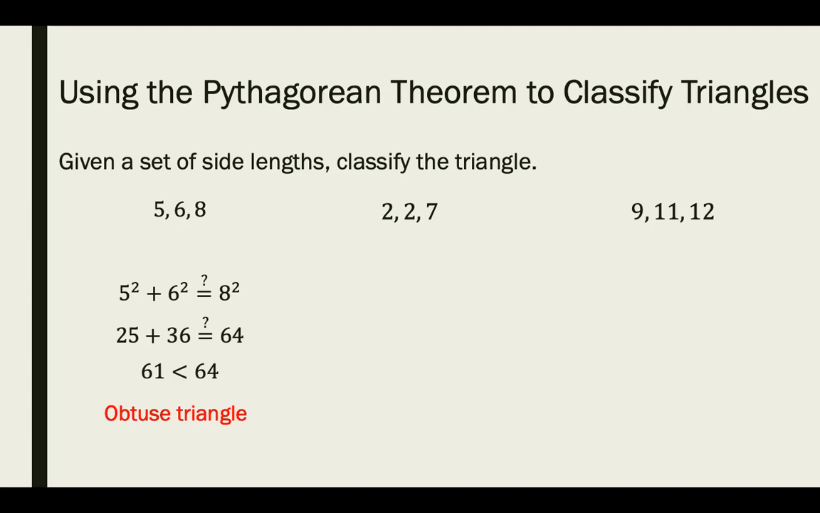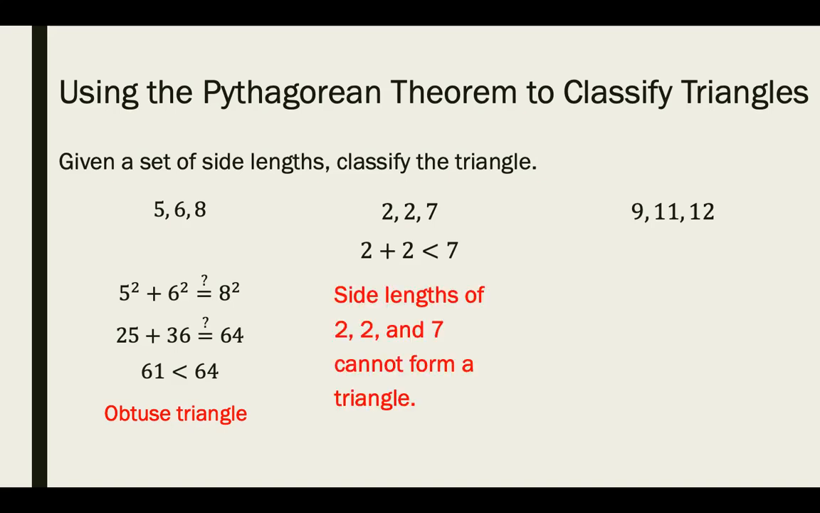Now the second example, 2, 2, and 7. Hopefully you can determine that this is not going to make a triangle at all, because 2 plus 2 is only 4, which is not bigger than 7. So we don't have a triangle here, and we can't do this. It's just not a triangle.